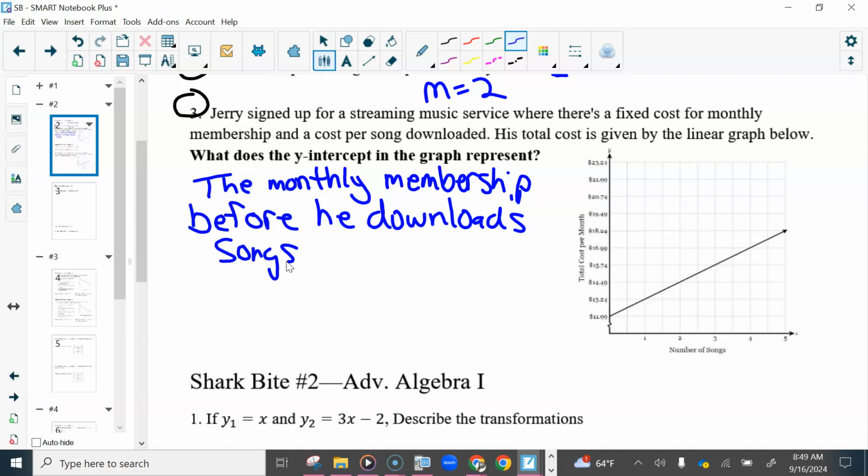Feel free to, if you need to switch boxes, like if you need more space to write something or do more work, feel free to switch them. Just cross them out and tell me which one it is. Questions on that one before we do 4?